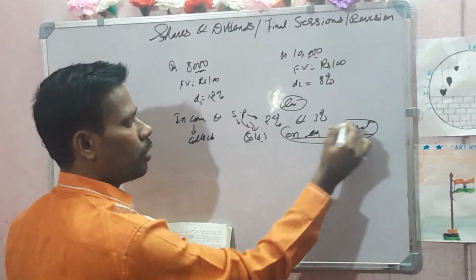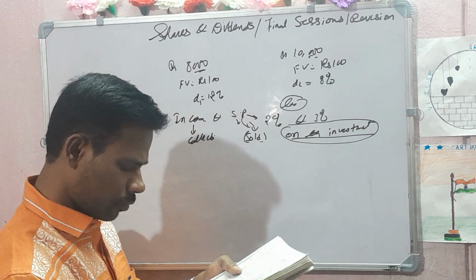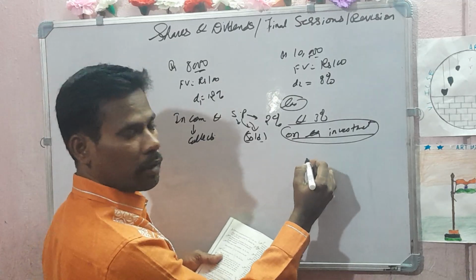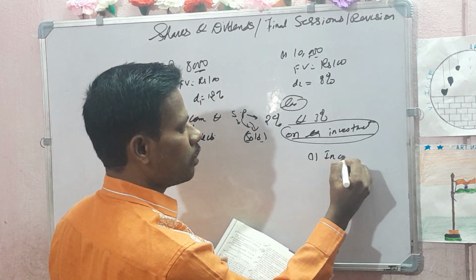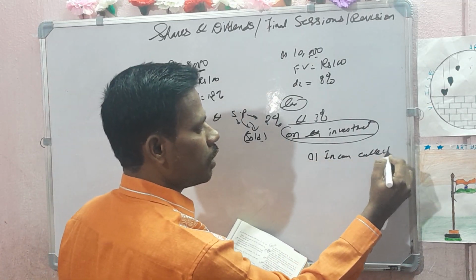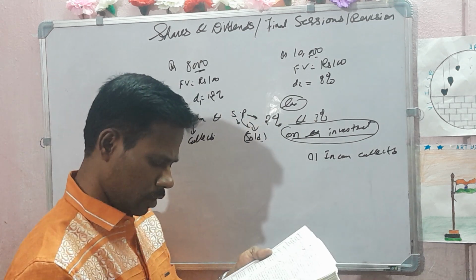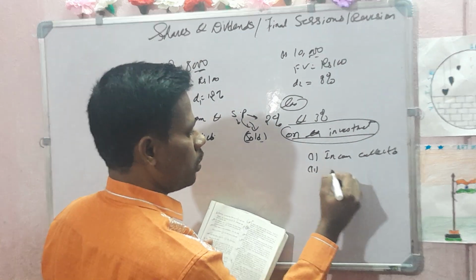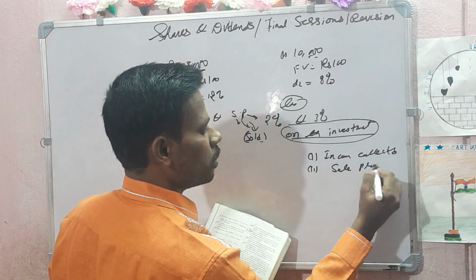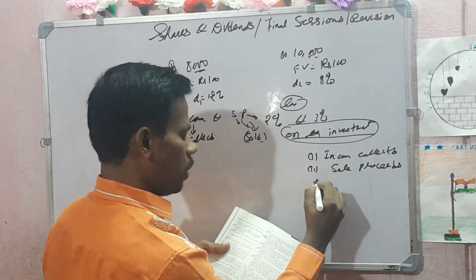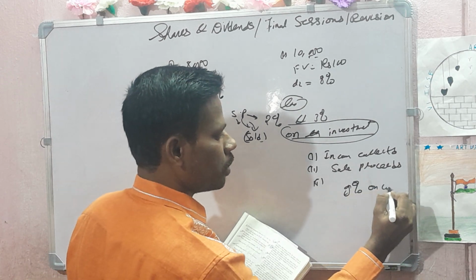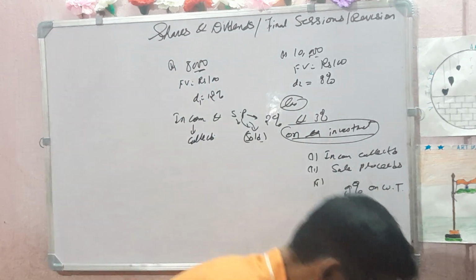This is very important. Find the dividends collected, that means income collected, is the first bit. The second one is total sale proceeds. The third one is gain percent on the whole transaction.